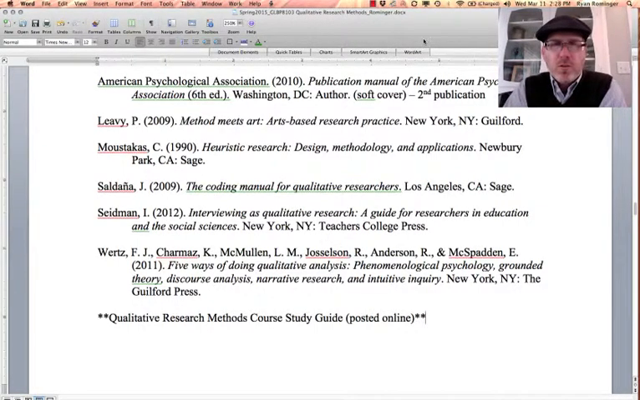So in addition to the study guide and the required texts here, you'll notice online once you get into the course that there will be a number of articles that are posted online. And those will be articles that you'll be reading along with the texts that we have here to supplement your reading of the texts.